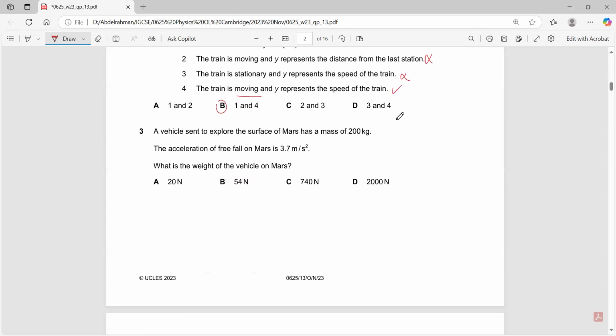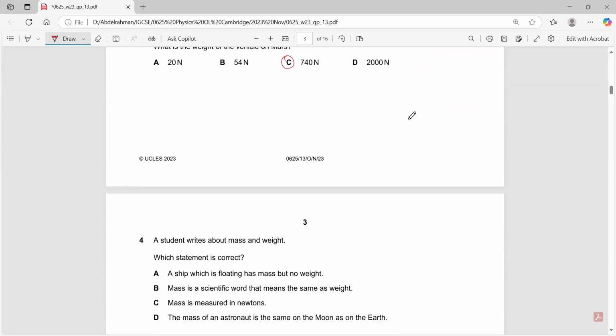A vehicle is sent to explore the surface of Mars. It has a mass of 200 kilograms. The acceleration of free fall is 3.7. What is the weight? Weight equals mg. The mass is 200. And the g, is it 9.8? No, it's not. It is 3.7. Why? Because this is on the surface of Mars. 200 times 3.7 would be around 740 newtons.